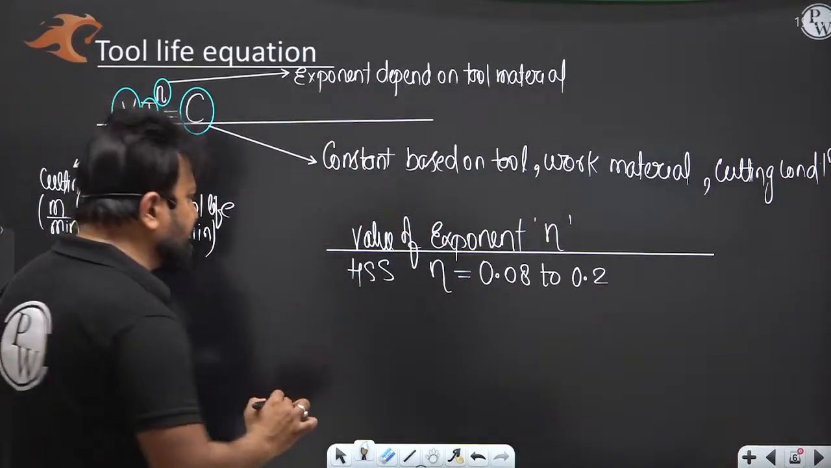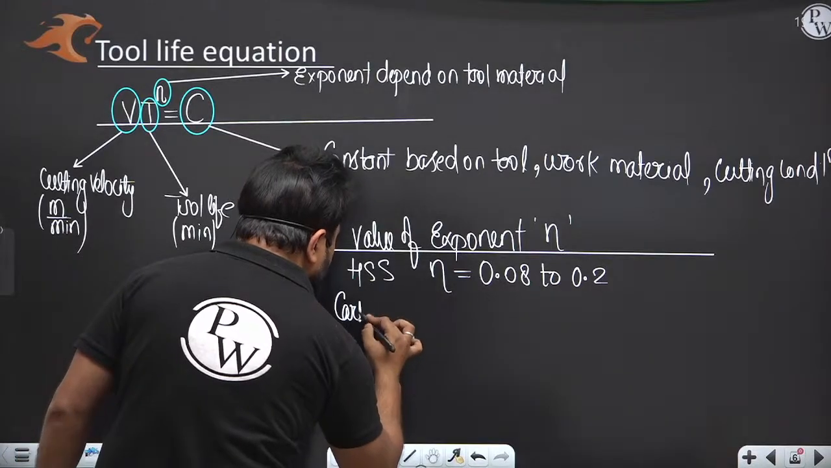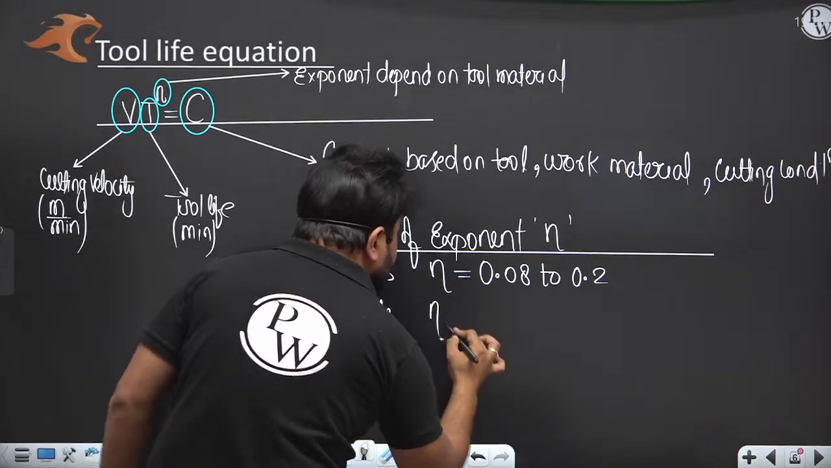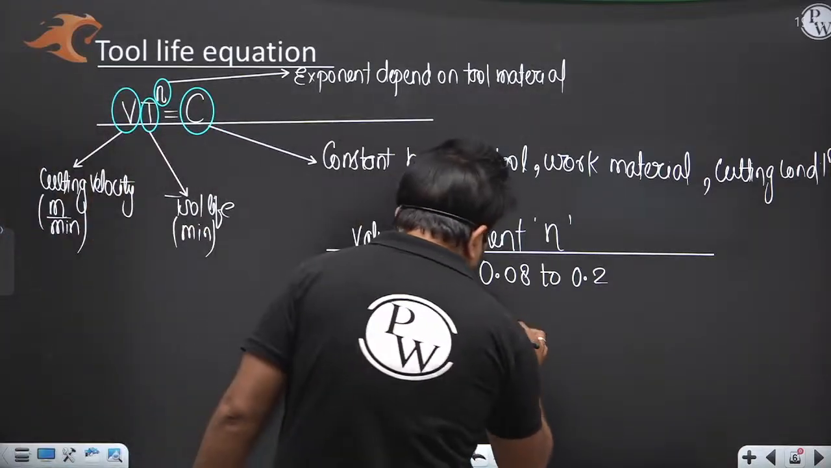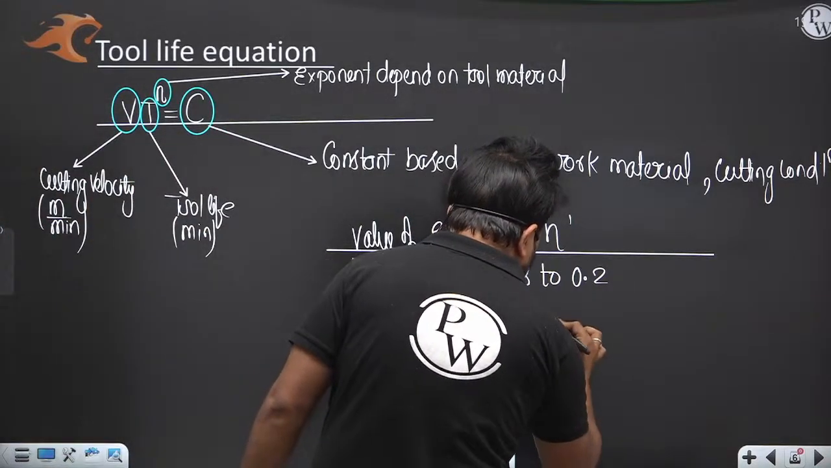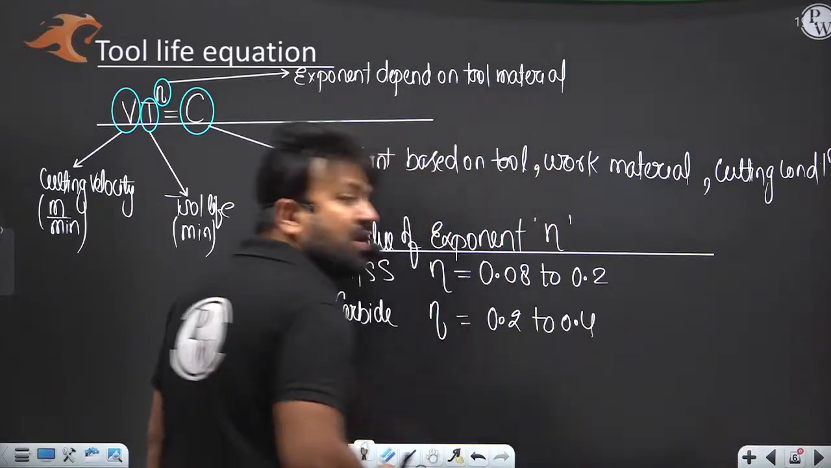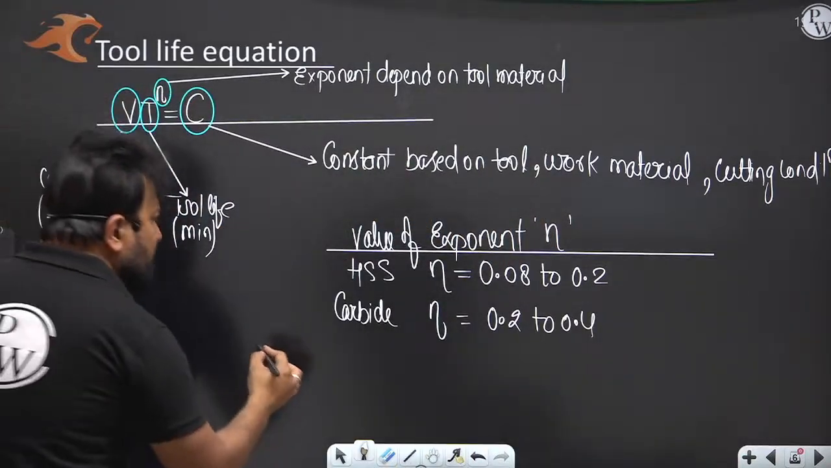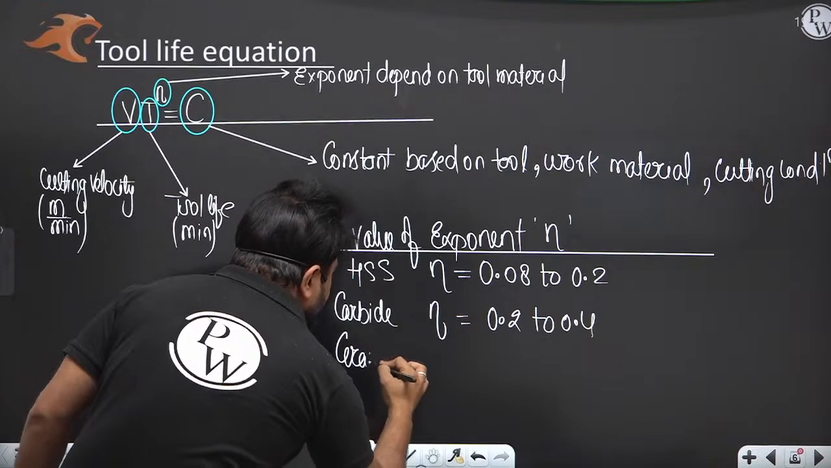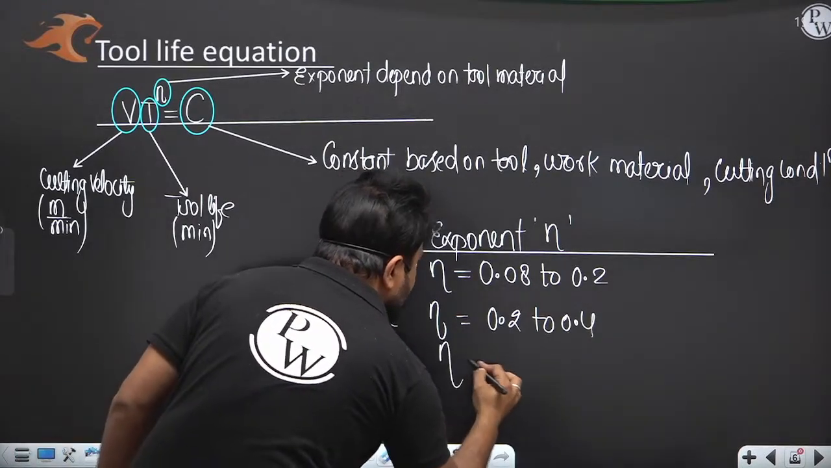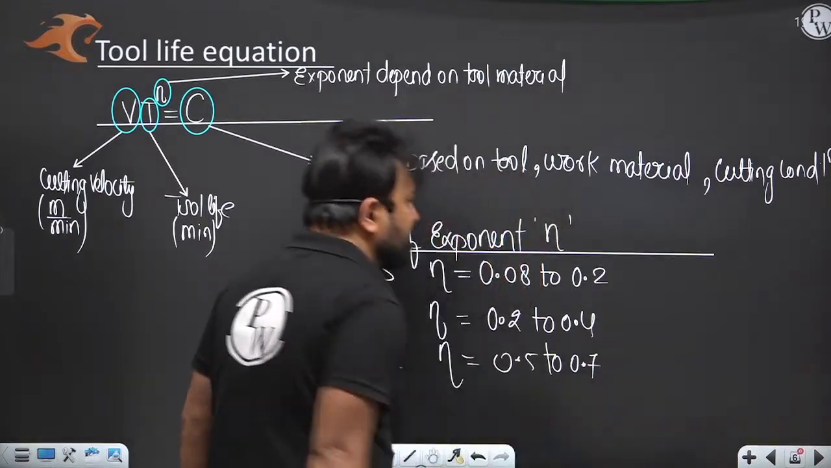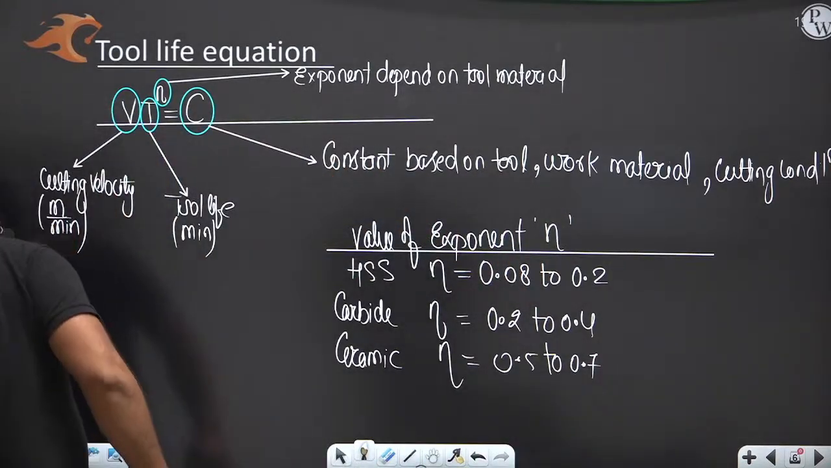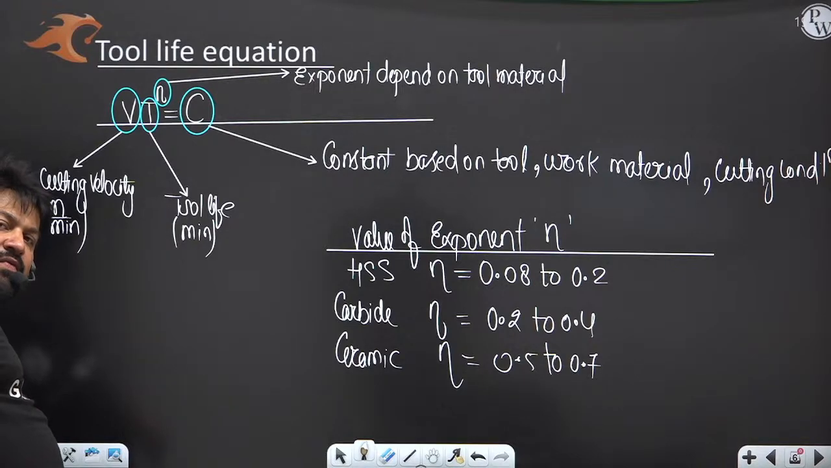For carbide tool, at least remember for the important tool materials. For carbide tool, the value of n will be 0.2 to 0.4. For ceramic tool, my dear, the value of n will be 0.4 to 0.6. So these are the values of n.